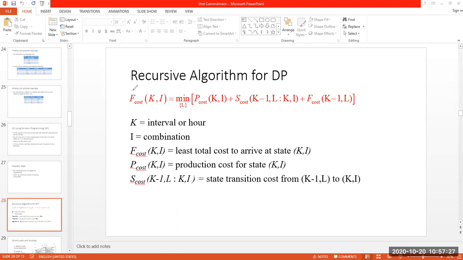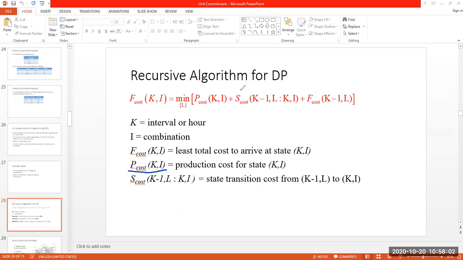So inside this calculation of the F cost, what are the different sorts of cost that would give us the total F cost on the left hand side? On the right hand side, the first element that comes is P cost. This is basically the production cost. So production cost for state K,I. That means for the kth interval or kth hour and ith combination, what is the production cost? How do you calculate it? We will show this in the example.